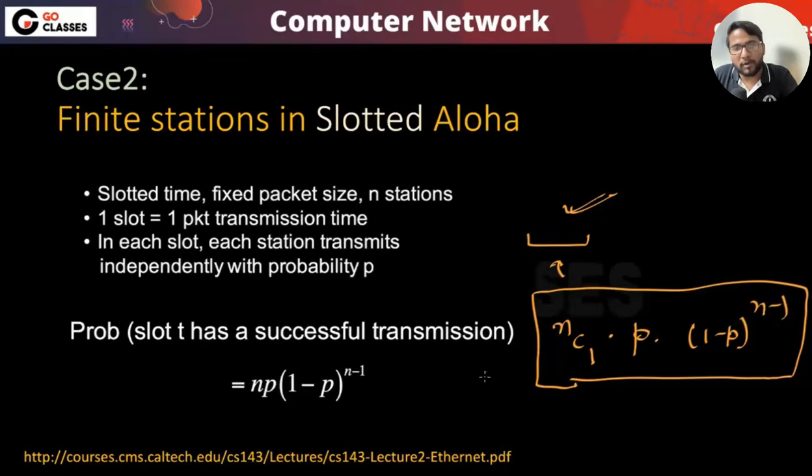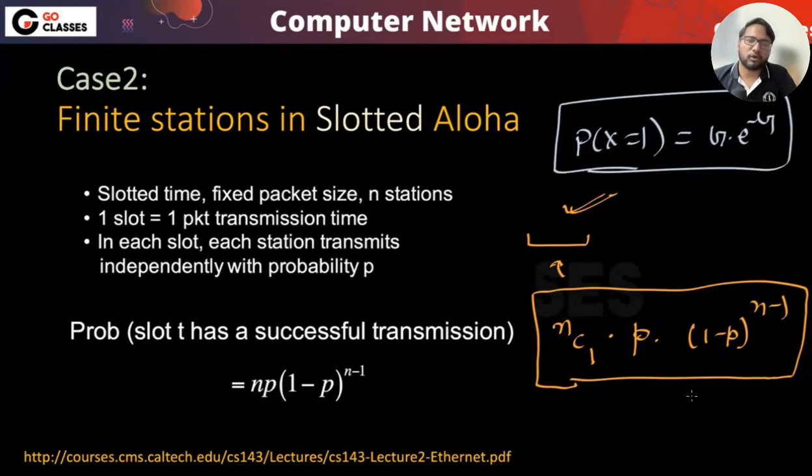So this is the probability of successful transmission. What was the probability earlier of successful transmission? Do you remember? In slotted Aloha, it was G times e to the power minus G. Earlier, that slot has a successful transmission, that X is exactly 1. Now here, exactly one station is transmitting. This is the probability here.